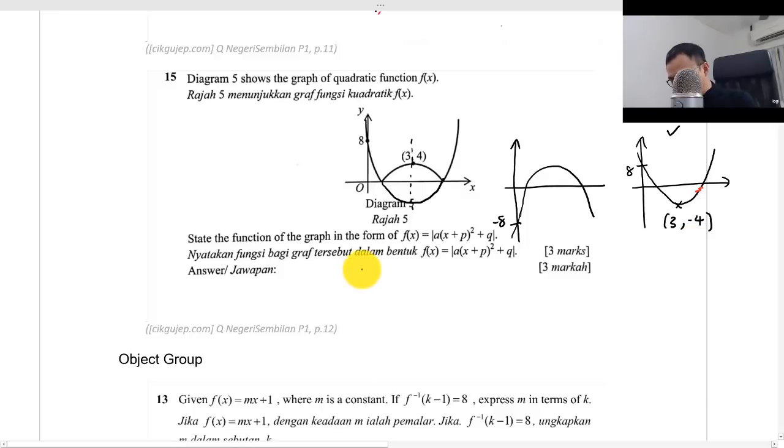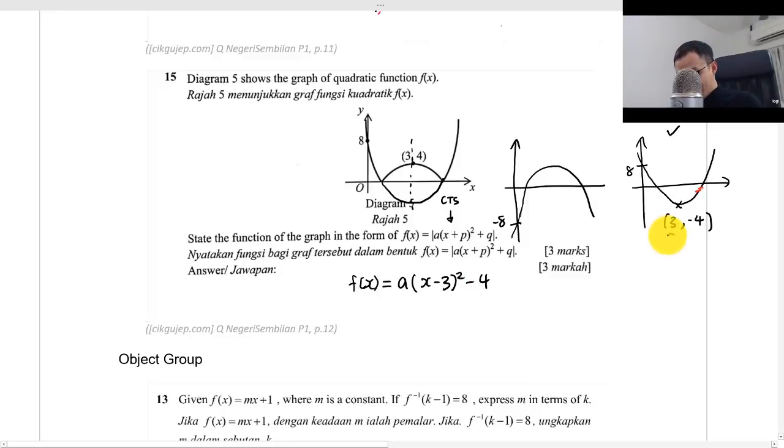I will rewrite my equation, and you should already know this equation is completing the square. Completing the square means we can actually substitute the x and y coordinates of our maximum or minimum into the completing the square equation. This is something you should know. So what I will do is straight away substitute. Of course, I do not know the A, and I ignore the modulus first because my objective is to write the equation. So this one should be A(x minus 3) squared minus 4. Alright, so this is how I sub in the coordinate.